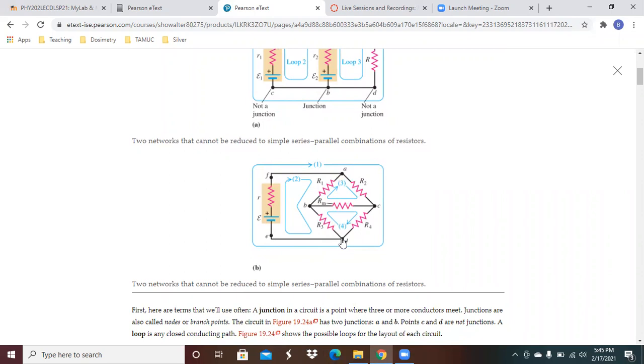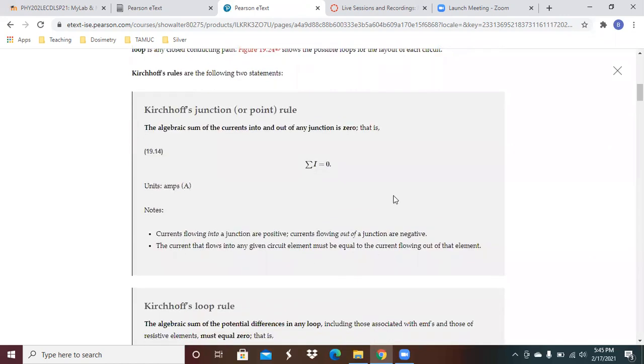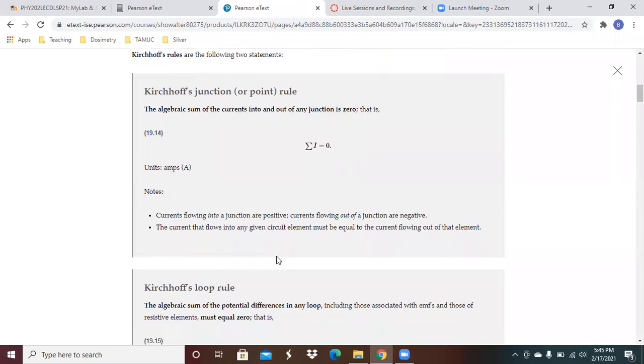Remember, you've got a junction here, you've got a junction here, you've got a junction here and here. Why do you not have one here? And why do you not have one here? You don't have them there because you don't have more than two conductors being joined together. So this is again a summary of what's going on. The current is going to be measured in amps.